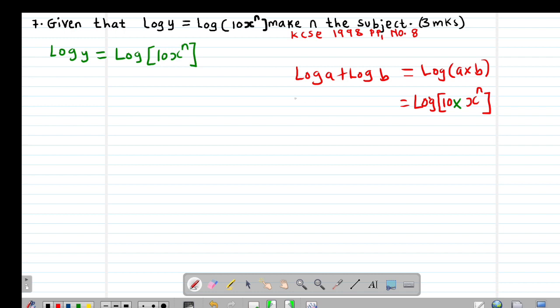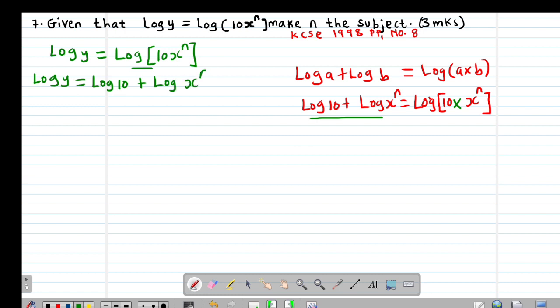this will give me, it means on this side I had the logarithm of 10, then of course plus the logarithm of x to the power of n. Just check at what is happening to those particular terms. So it means I can rewrite this as the logarithm of y being equal to the logarithm of 10, then of course I add the logarithm of x to the power of n.